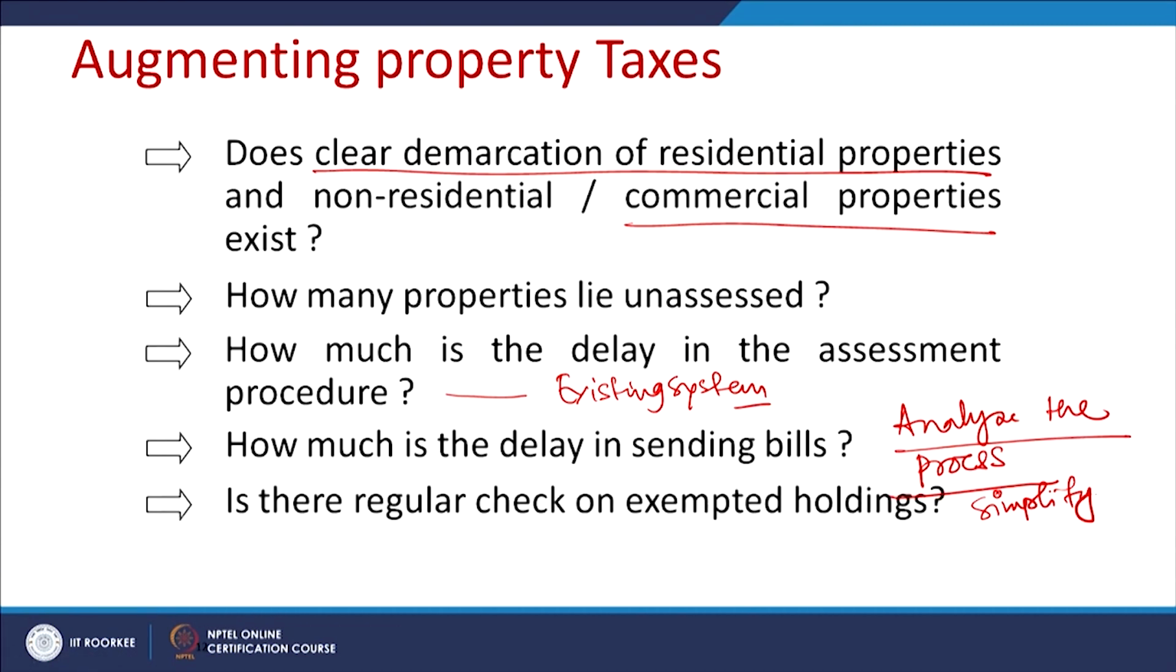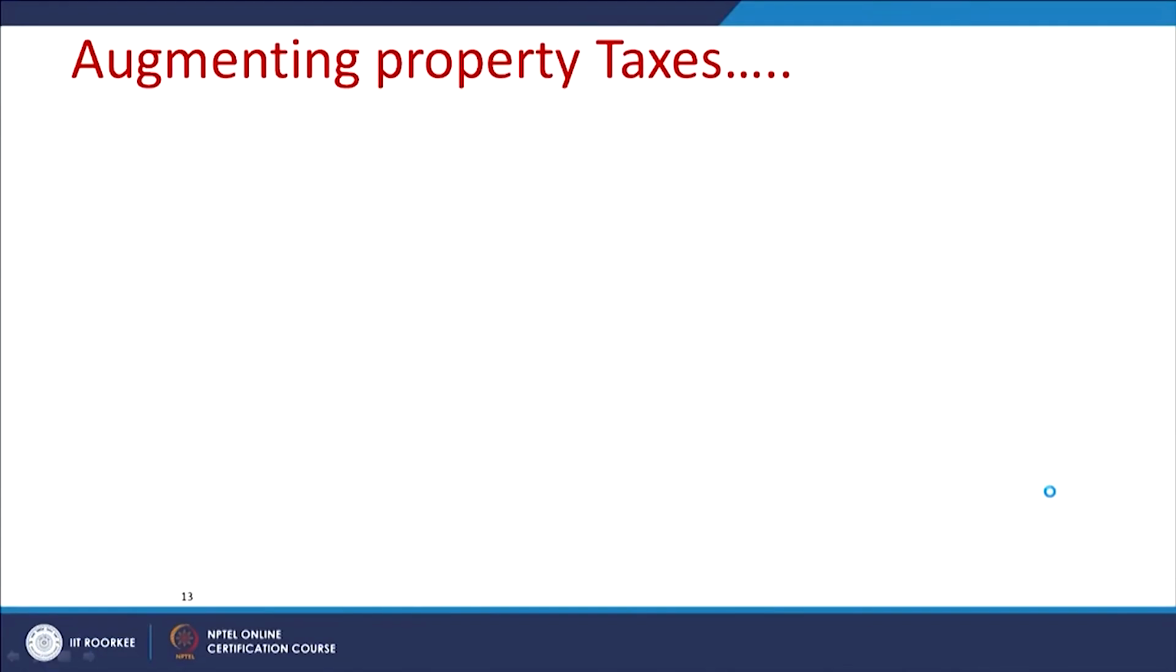Is there a regular check on the exempted holdings? If in your municipality there are a few exempted holdings, what is the basis of exemption? Is there any check for the exemption? Is the exemption for eternal time, or is it given for some particular time period? Those kinds of things need to be updated on your base map regularly, from time to time.